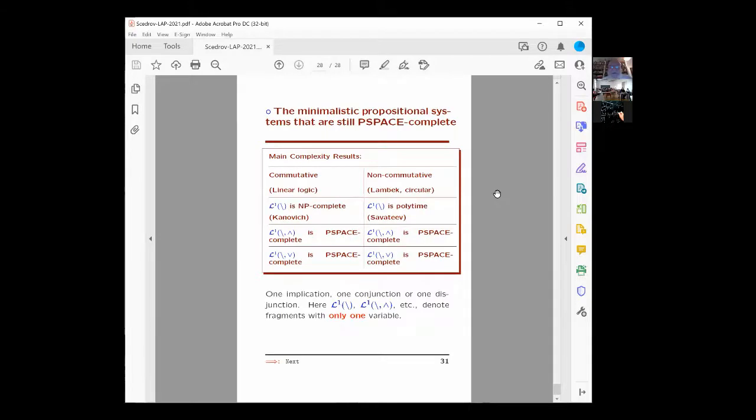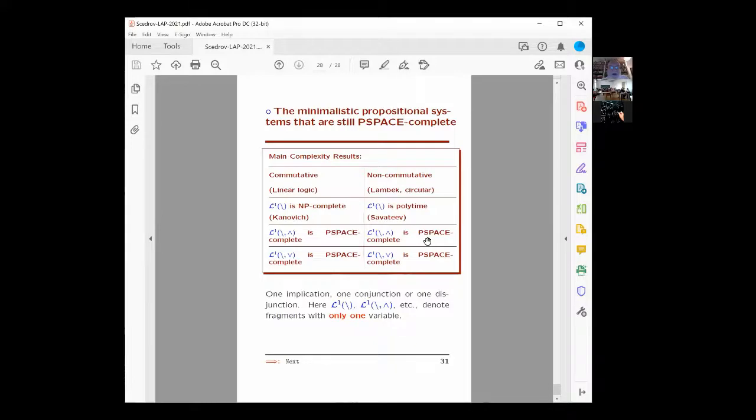I wanted to say, since you raised the issue of complexity, a few things about the complexity of the calculus. There's a difference here between the commutative case and the non-commutative case. In the commutative case, you actually get NP-completeness if you just have one left division, whereas in the non-commutative case, this is in polynomial time. This is a result of Savateev. We can show that if you now add conjunction, so just two connectives, this becomes polynomial-space complete. Or if you add only disjunction, then it already becomes PSPACE-complete. This is inherited in the commutative case from the non-commutative case.